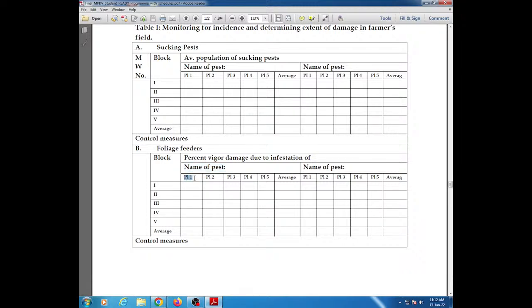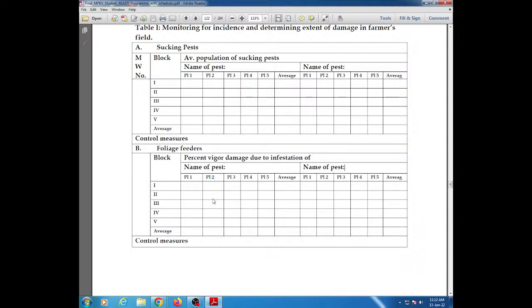In plant 1 how many pests you have observed, in plant 2 how many pests, plant 3 you have observed, likewise. So this will be on the number of plants, okay, or within an area, say in square meters, or within the length of the row. If you are taking plant 1 in the first block, or an area, or 1 meter row length, that will come under the foliage feeders. Then plant 2, plant 3, 4, 5 and the averages of all the plants in each block.